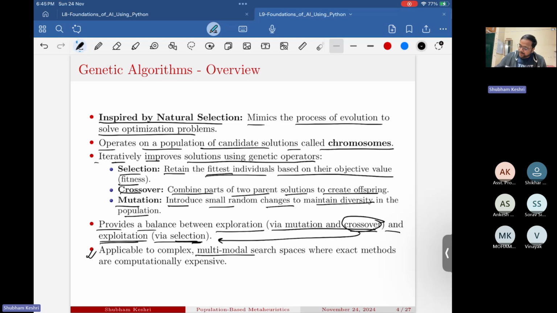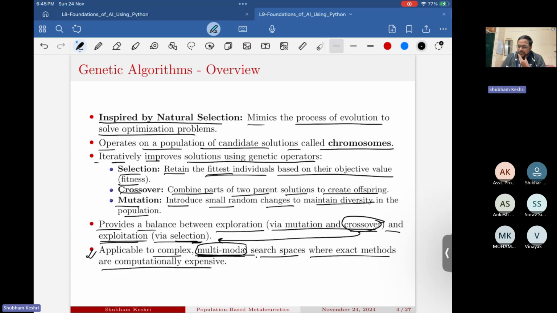Applicable to complex multimodal search spaces where exact methods are computationally expensive. So what is multimodal? Whenever you have a problem which has multiple local optima, if it is a minimization problem, multiple local minima, and if it is a maximization problem, multiple local maxima, then that problem is known as multimodal.